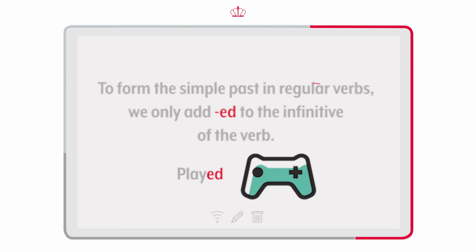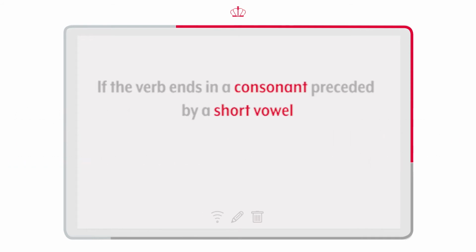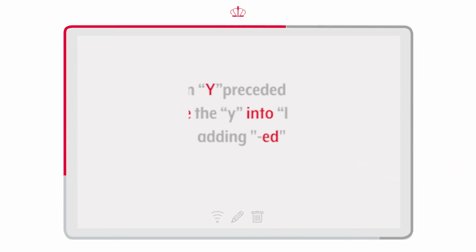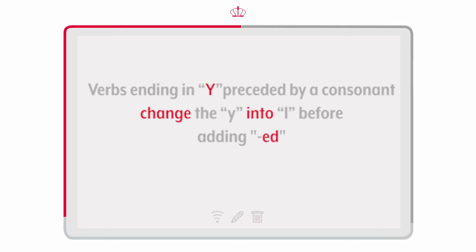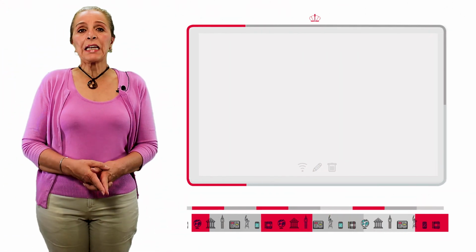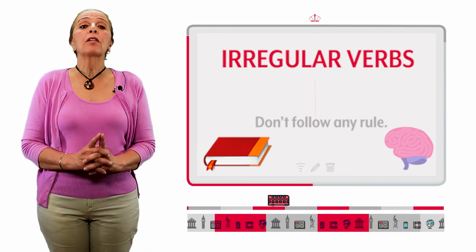To form the simple past in regular verbs, we only add ed to the infinitive of the verb. Exceptions: for verbs that end in an e, we only add the d. If the verb ends in a consonant preceded by a short vowel, except y or w, we double the final consonant before adding ed. Verbs ending in y preceded by a consonant change the y into i before adding ed. There are many irregular verbs that do not follow the rules. They must be learned or searched in a dictionary, but remember that you must learn them by heart.